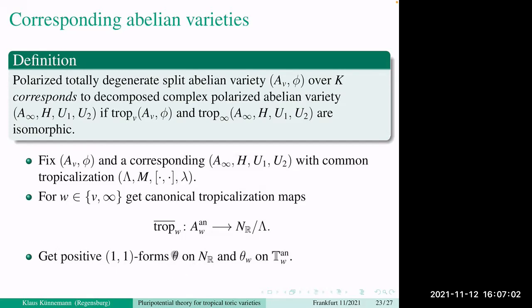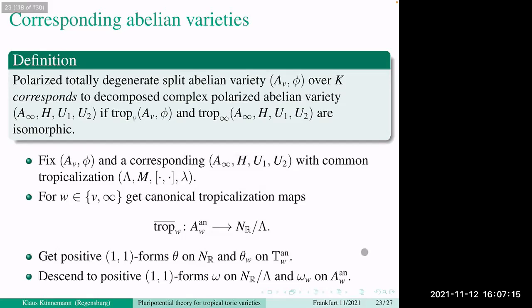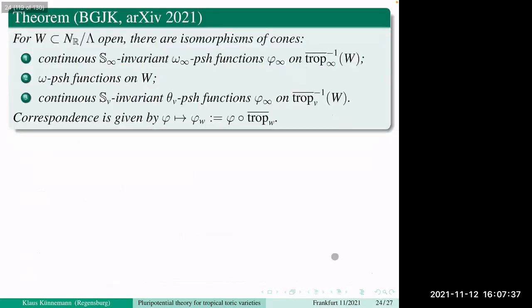so you can use this to construct a positive (1,1)-form theta out of the polarization data, and you also get polarizations here in the analytification. And these canonical polarizations are invariant under the lattice, so they descend to forms on the tropical abelian variety or tropical torus, and also on these abelian varieties here. So now we have again polarizations here and here, and we can start to talk about PSH functions.